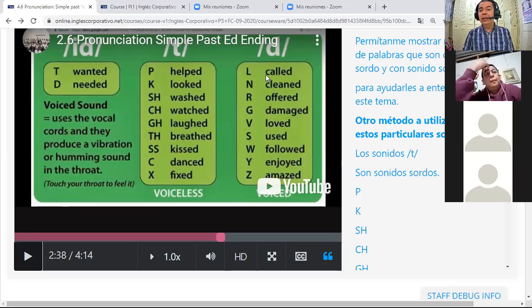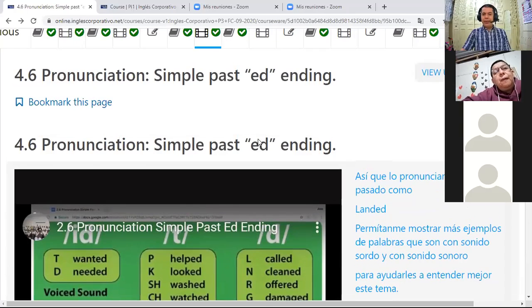Remember the last sound is the D. Now, cold, cold. Clean, cleaned. Offer, offered. Damage, damaged. Love, loved. Use, used. Follow, followed. Enjoy, enjoyed. Amaze, amazed. Okay, good. That's it, right?